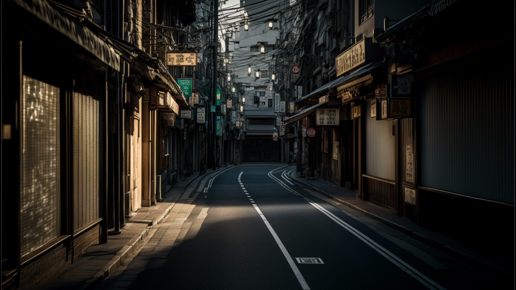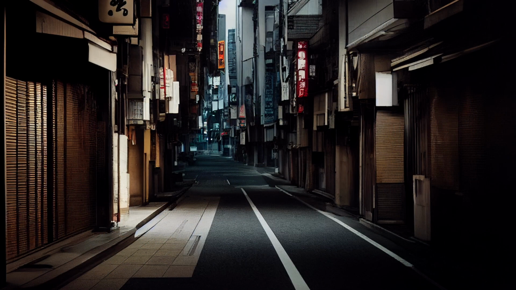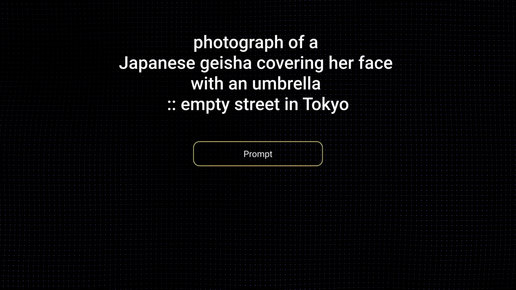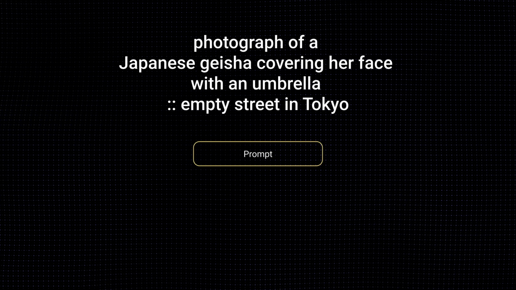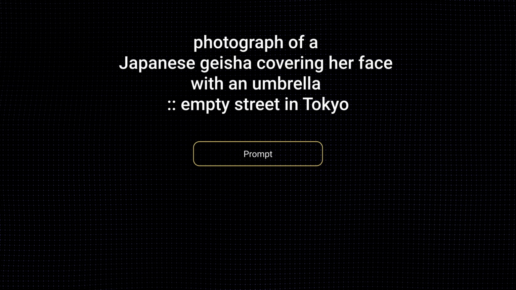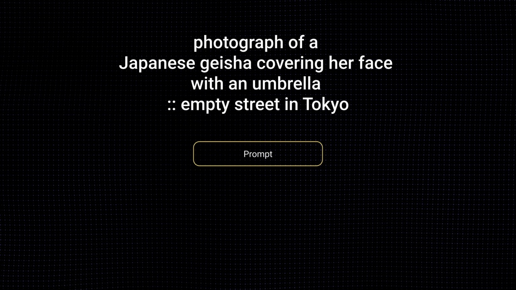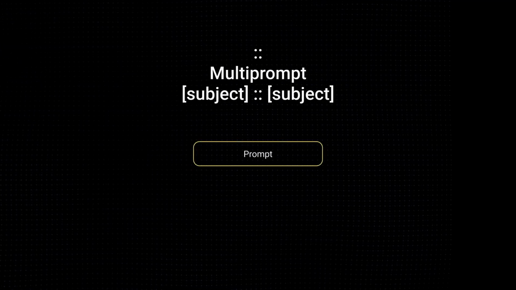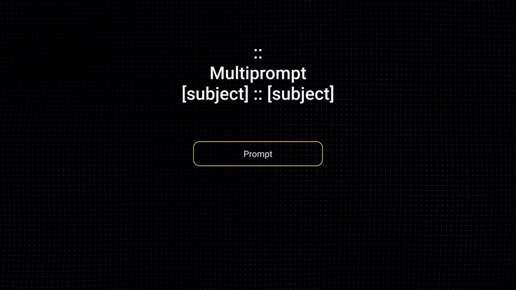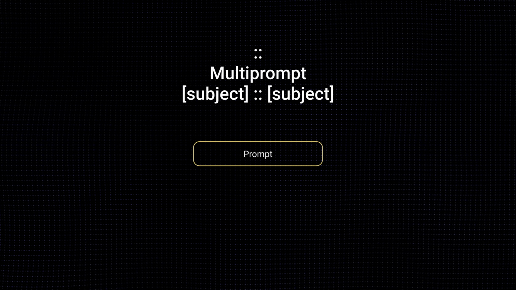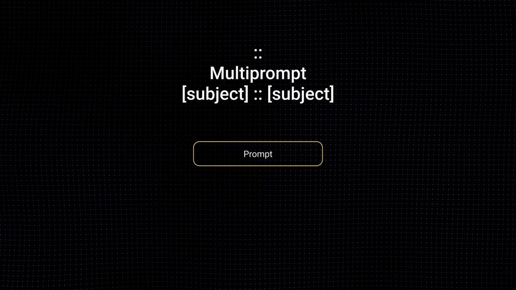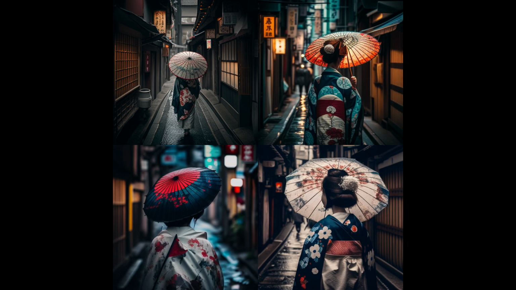I intended to set all these photos using the prompt "photograph of an empty street in Tokyo," but I found that a bit boring and wanted something more colorful. To establish a base image, a control image with no film stock specified, we're using the prompt "photograph of a Japanese geisha covering her face with an umbrella :: empty street in Tokyo." The double colon forms a multi-prompt in which Midjourney tries to combine both aspects of the prompt equally into one image. The control image is beautiful.